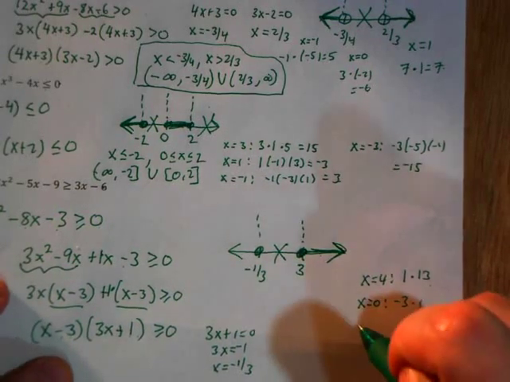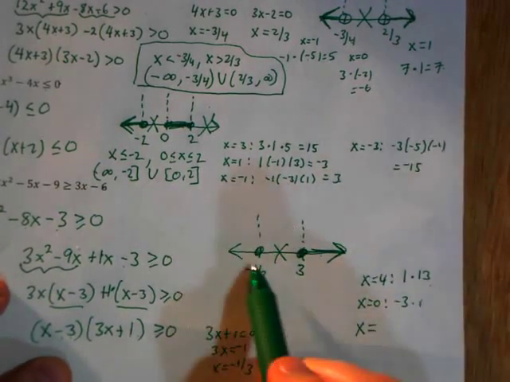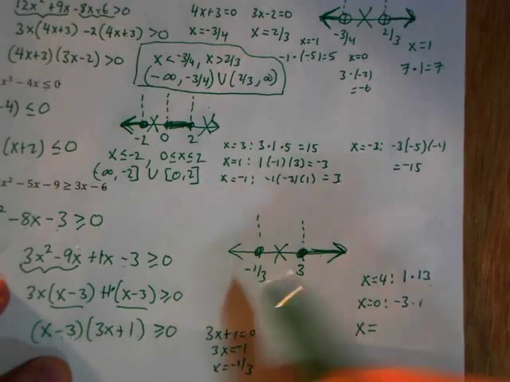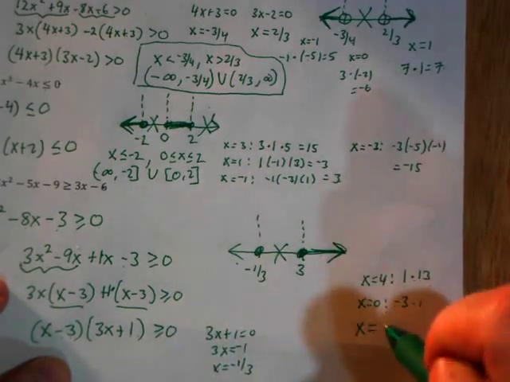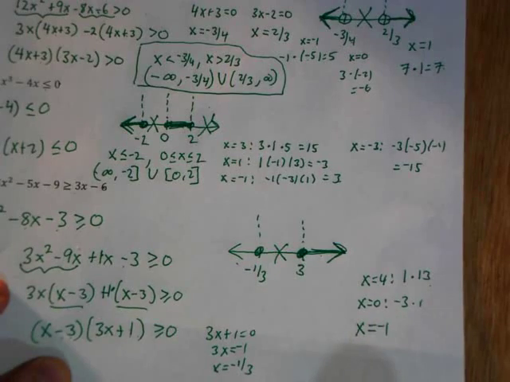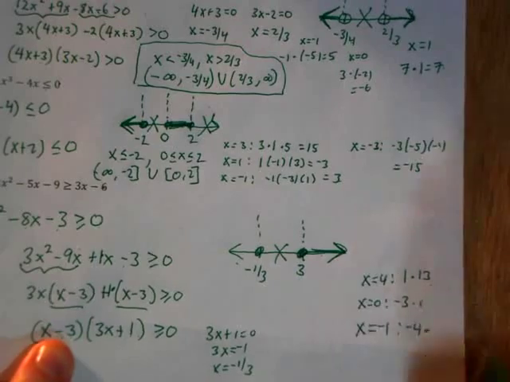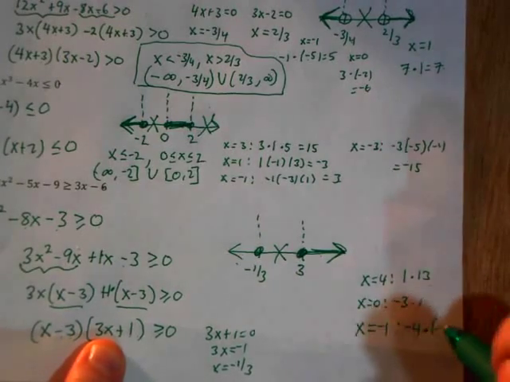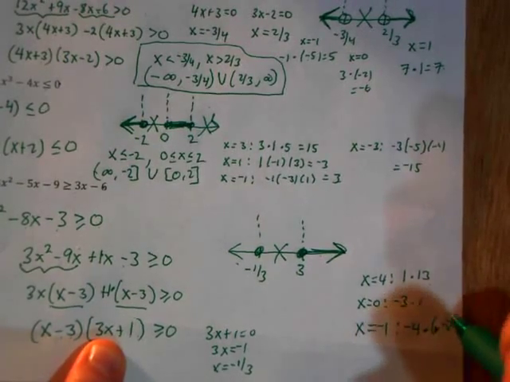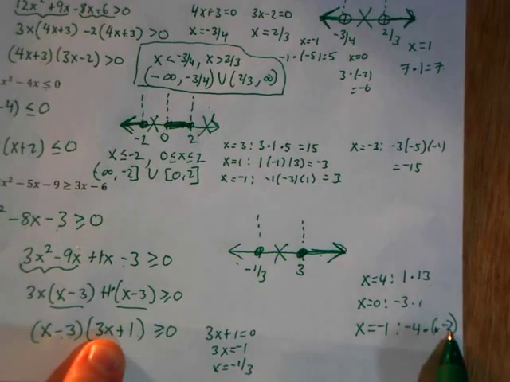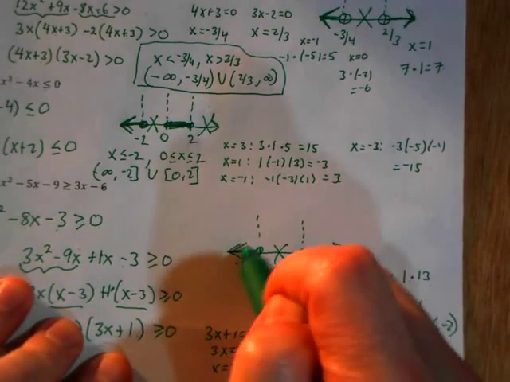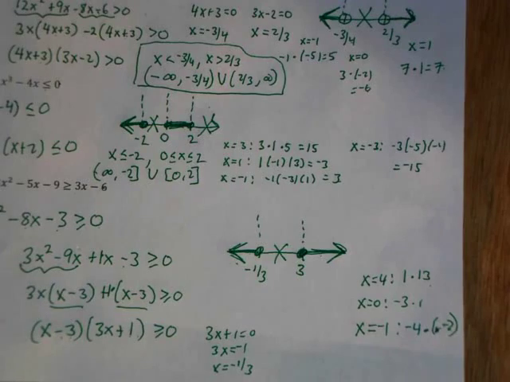And finally down here, again, the fact that this is a fraction, don't let that bother you. Don't pick a fraction, pick a nice number. A nice number down here is negative 1. When I plug in negative 1, I get negative 4 times negative 2. Negative 4 times negative 2 is 8. 8 is indeed bigger than 0.